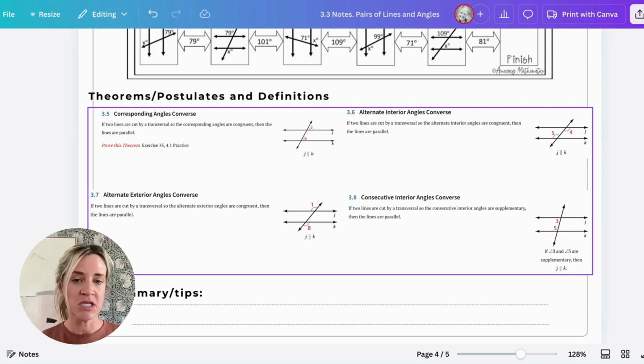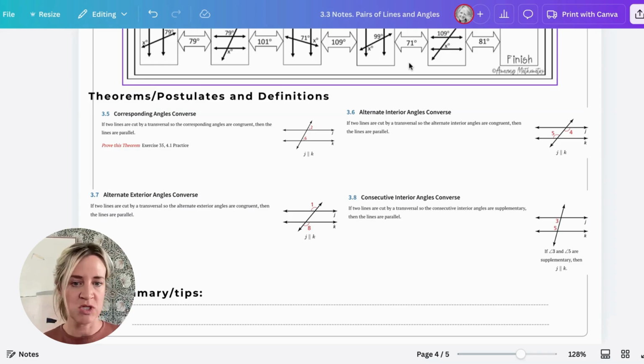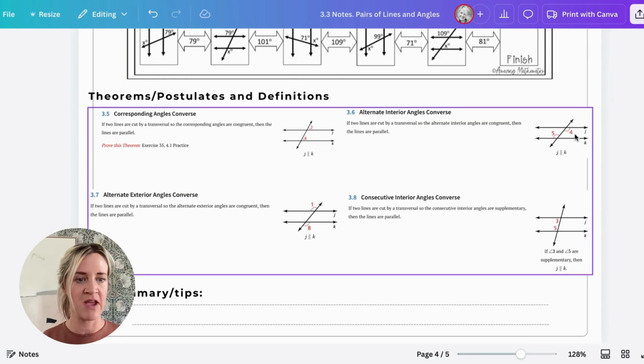Notice in these images, you're not starting by showing the lines are parallel. We don't have those markings on those lines. We're saying, okay, if they're congruent, then we can prove they're parallel. So we don't know they're parallel yet. We're going backwards. 3.6, alternate interior angles converse. If two lines are cut by a transversal so that the alternate interior angles are congruent, then the lines are parallel. So for example, in this case, if angles 4 and 5 are congruent, alternate interior angles, then line J is parallel to K.